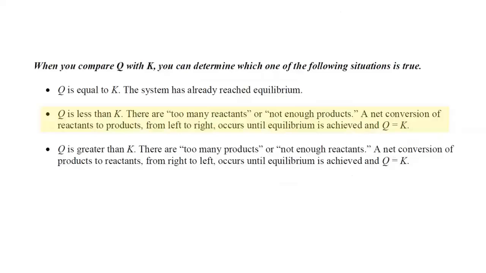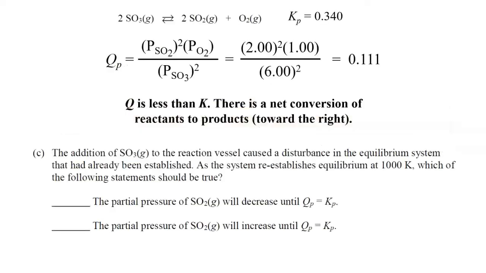So there are too many reactants or not enough products. But in this case, we know there are too many reactants because we added SO3, so that is a reactant. So there's definitely too many reactants, and so a net conversion from left to right, from reactants to products, will occur until eventually equilibrium is reestablished and Q equals K. So again, Q is less than K.